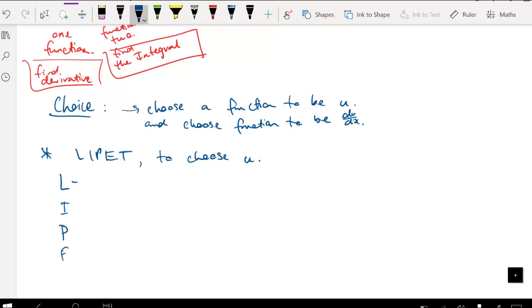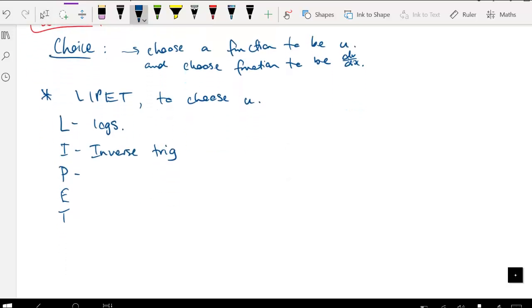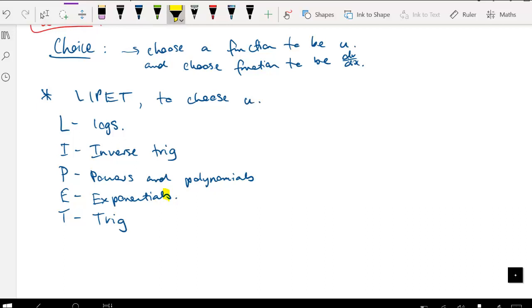So LIPET: L, the first one being logs. So any logs will always be u. The second one is inverse trig. The third one is powers and polynomials. E is exponentials. And then T is trig. So these last two are interchangeable, so the last two are not so important, but definitely the first three make a big difference, choosing them over the others.